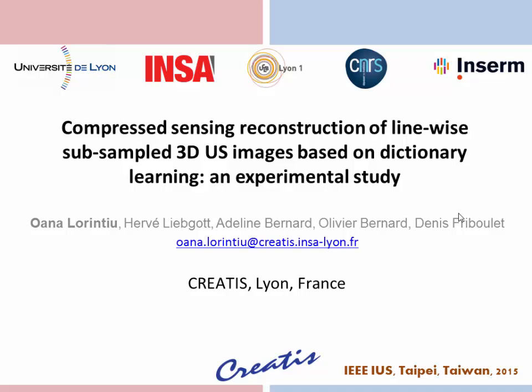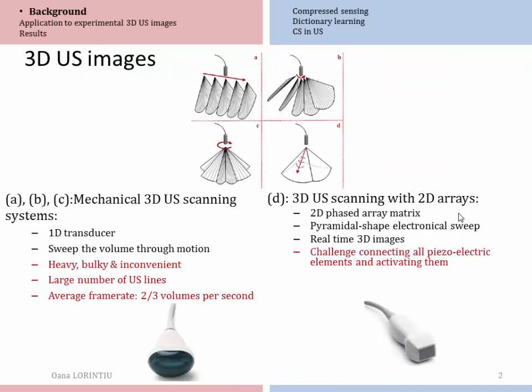I'm going to show you my work on compressed sensing reconstruction of 3D ultrasound images using line-wise sampling and dictionary learning. This is an experimental study because the simulation study has already been validated. So we interest ourselves only in 3D ultrasound images. And in 3D ultrasound, there are basically two big types of acquisition systems.